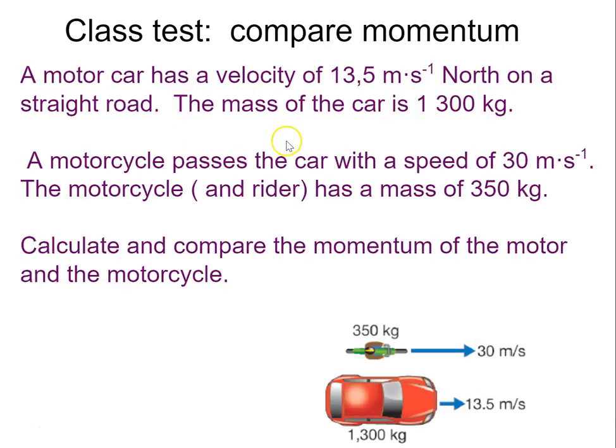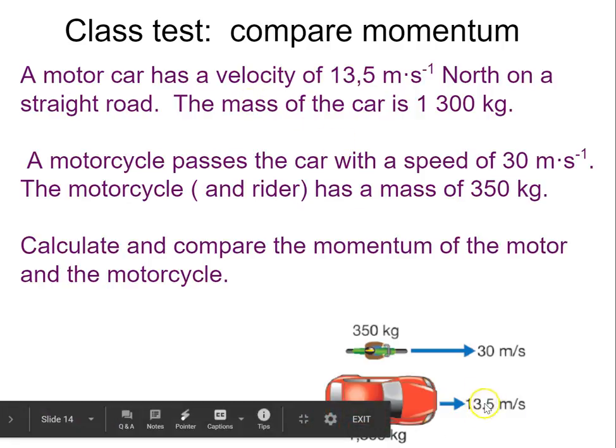Okay, so let's quickly look at this sum. I want you to compare the momentum of a car and a motorcycle. A motor car has a velocity of 13.5 meters per second north on a straight road, and the mass of the car is 1,300 kilograms. Then I have a motorcycle that goes at a velocity of 30 meters per second.